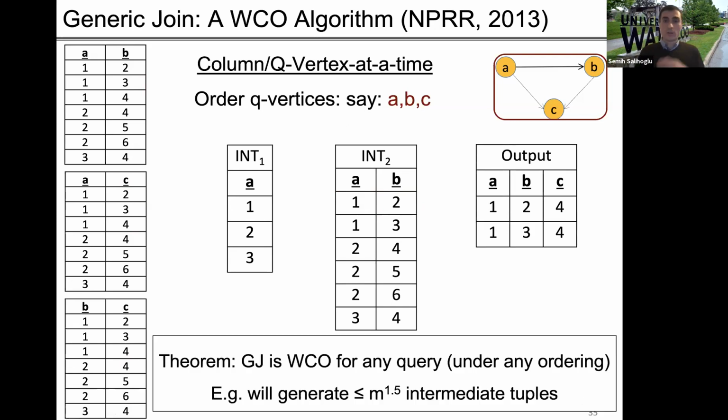Okay, so there's a theory that says that these are worst case optimal. What that means is that they will never generate more data than the AGM bound of the query. But it gave a very clear message. So this theory gave a very clear message that if you want to essentially close this gap for cyclic queries, you should perform the joins column at a time or query vertex at a time.